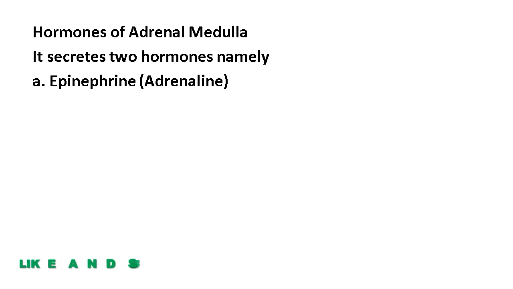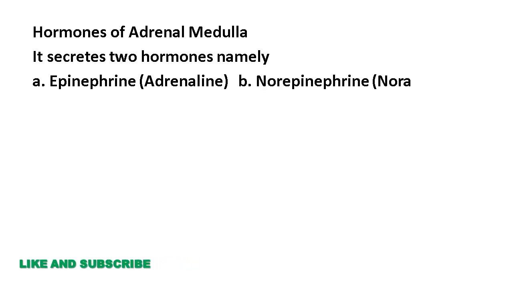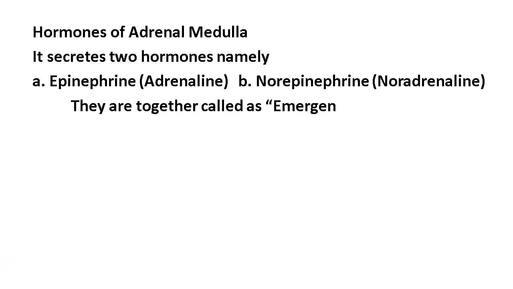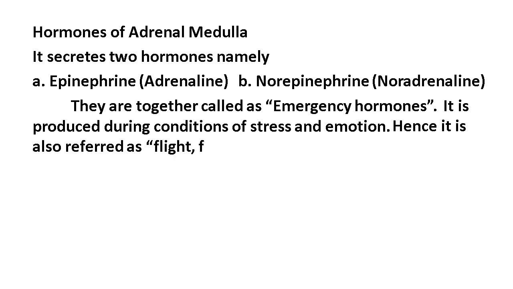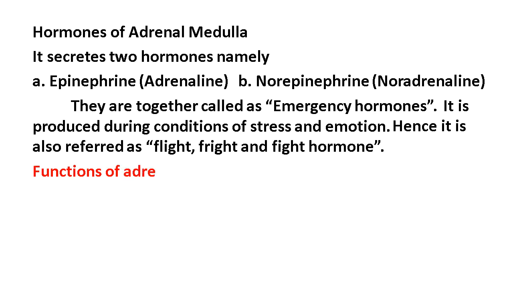What are the hormones secreted by adrenal medulla? It secretes two hormones, namely epinephrine or adrenaline and norepinephrine or noradrenaline. They are together called emergency hormones. They are produced during conditions of stress and emotion. Hence, they are also referred to as flight, fright and fight hormones. Functions of adrenal medullary hormones.